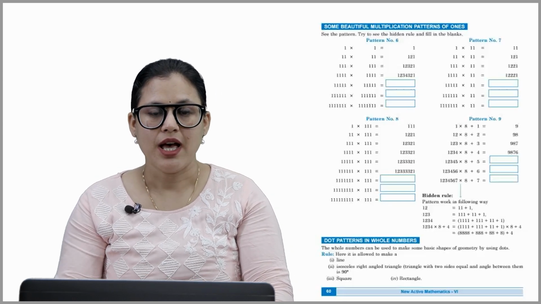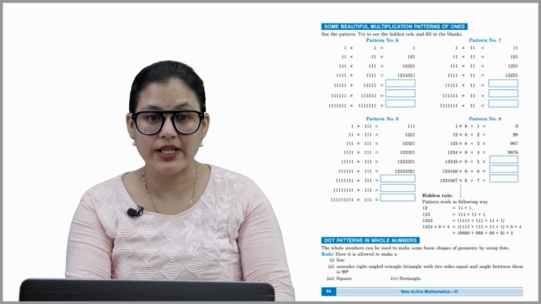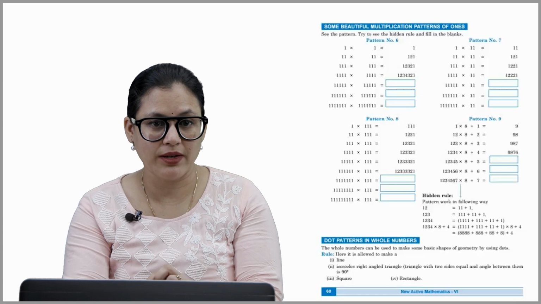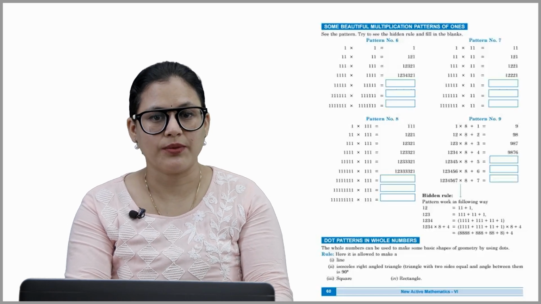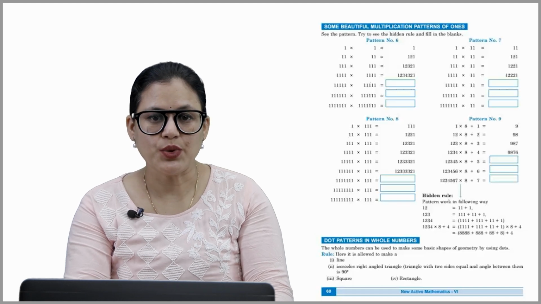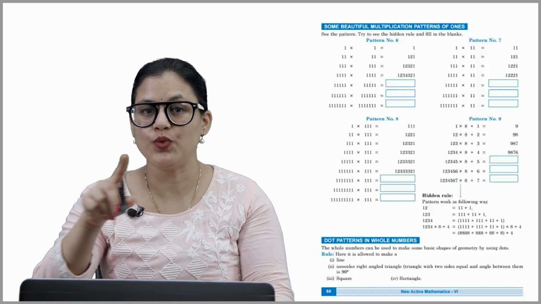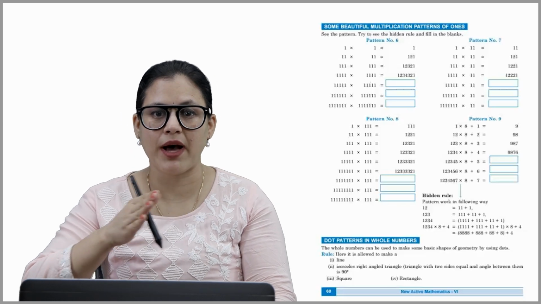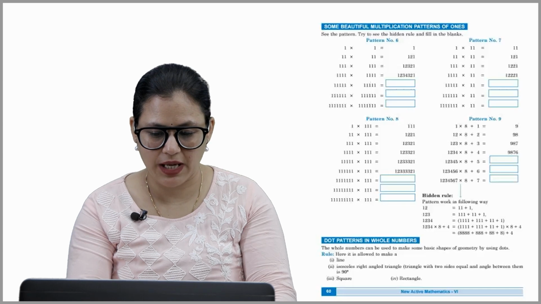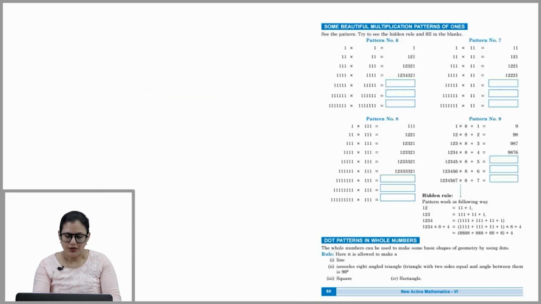Here, pattern number 6. 1 into 1 is 1. 11 into 11 is 121. Then 3 times 1 into 3 times 1 is 1, 2, 3 and then 2, 1. Then 4 times 1 multiplied by 4 times 1 is 1, 2, 3, 4 and then 3, 2, 1. That is, we are writing it in backward counting. So now 5 times 1 multiplied by 5 times 1: you will write here 1, 2, 3, 4, 5, then backward 4, 3, 2, 1.